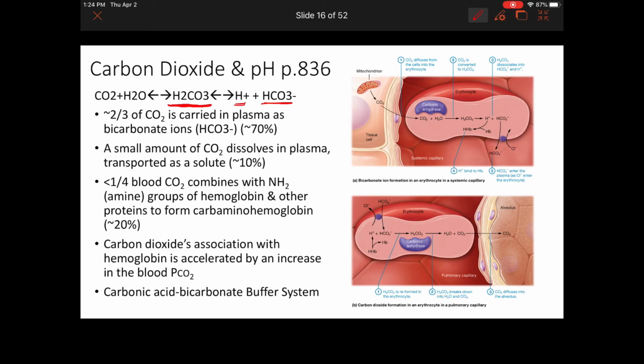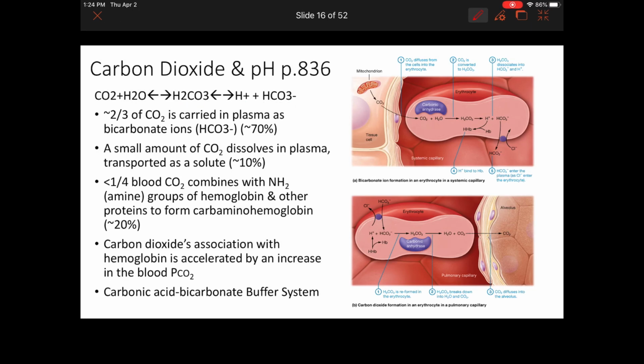So, as you know, being able to maintain pH within a range of normal values is important because we don't want to disturb cellular metabolism. We don't want to cause enzymes to denature. So, being able to get rid of excess carbon dioxide is very important in order to maintain a normal range of pH values.